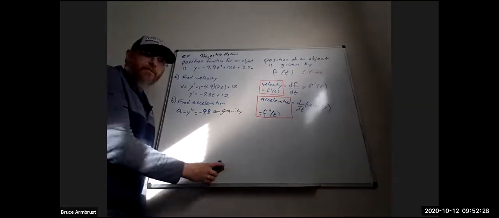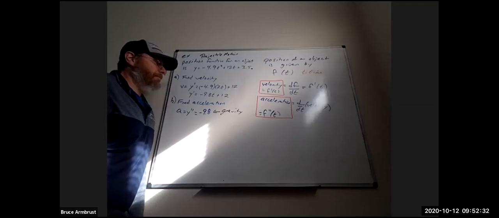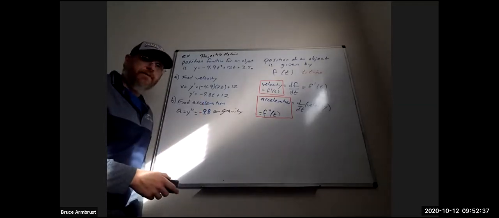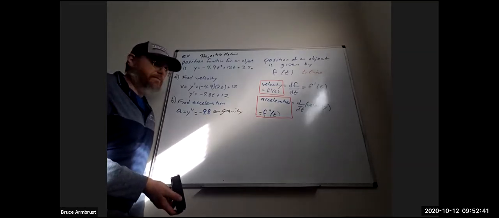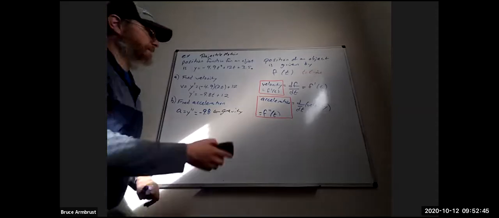Now, I do want to point out a couple more things that are kind of interesting. Okay, how about this one? Look at the velocity. Where is velocity equal to 0? So let's answer that. This is going to be part C, I guess, of my question.